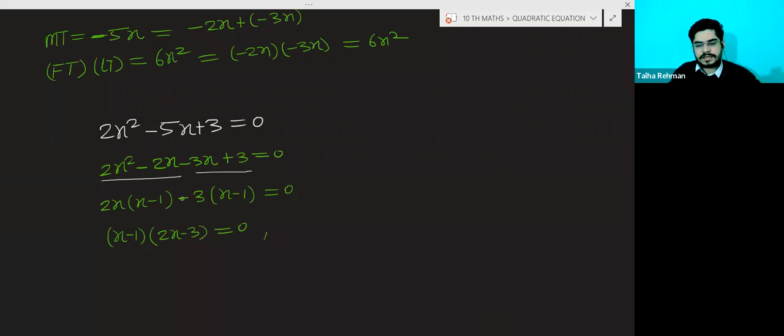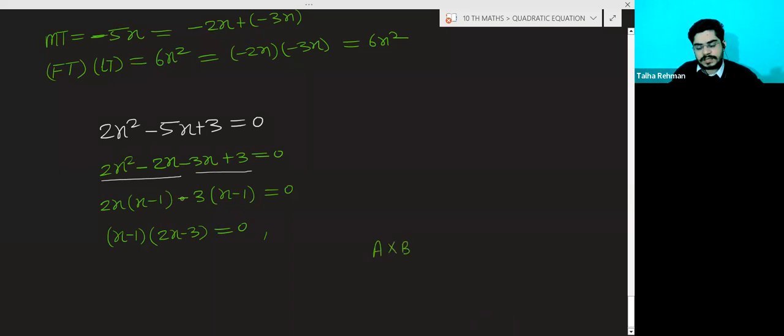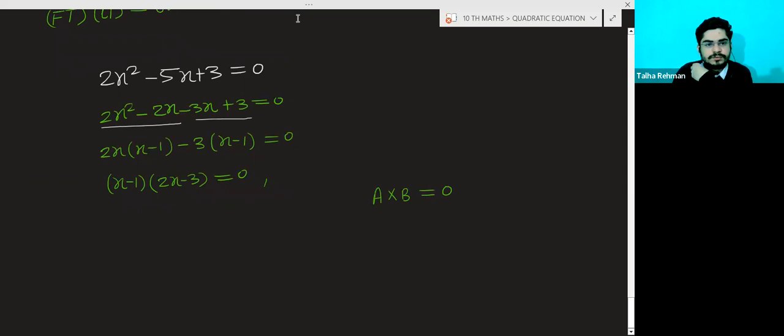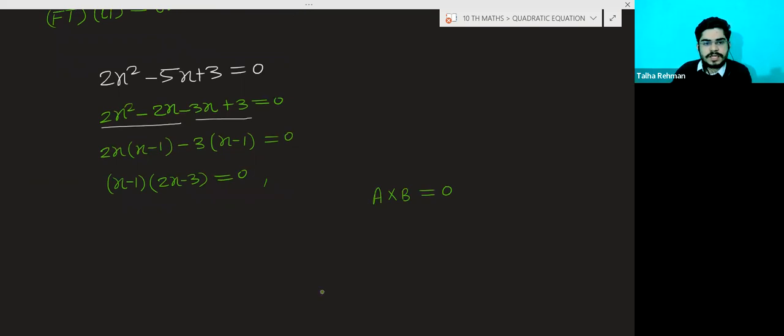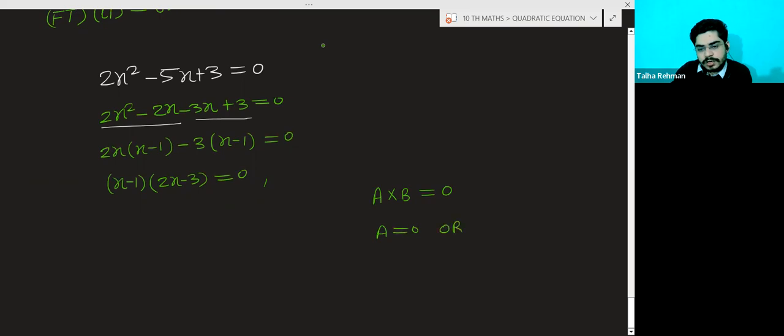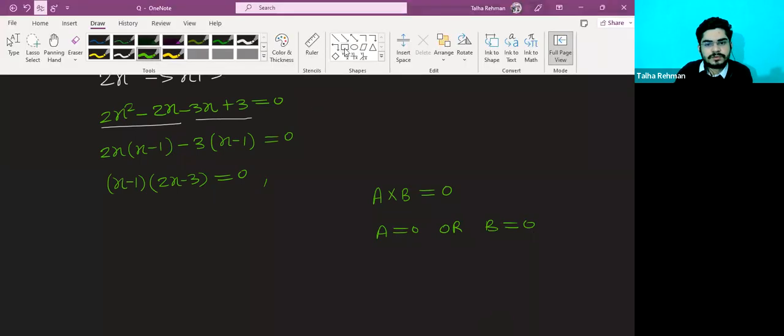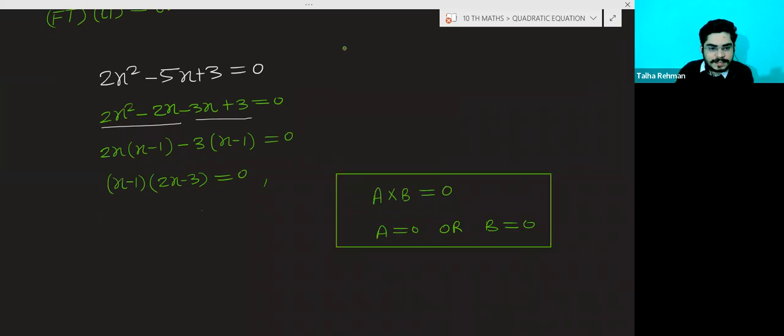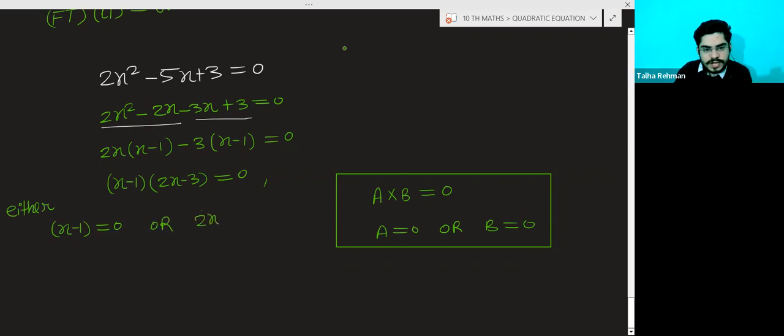Now you know that if a multiplied by b is equal to 0, then you can say that either a equal to 0 or b equal to 0. So either x minus 1 is equal to 0, or 2x minus 3 is equal to 0. So can you tell me what we will get as the value of x from this equation?